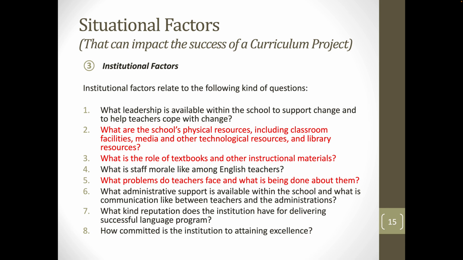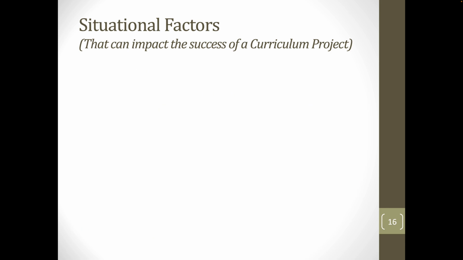So they have their own institutionally sponsored textbook. Okay, so that is the question. Number 3 addresses this issue. Number 5 asks, what problems do teachers face and what is being done about them? Although this question can relate to the teachers, it still has to do with the culture of the institution, right? Okay, so as you can see, these are relevant questions to ask when doing a situation analysis.